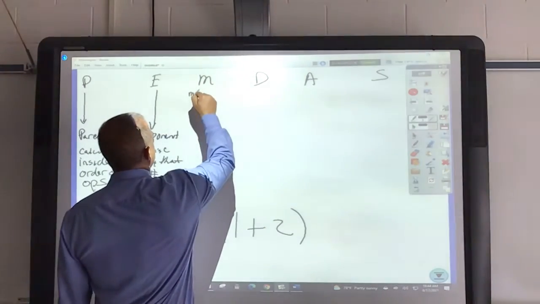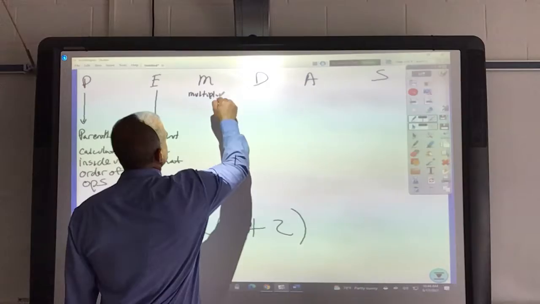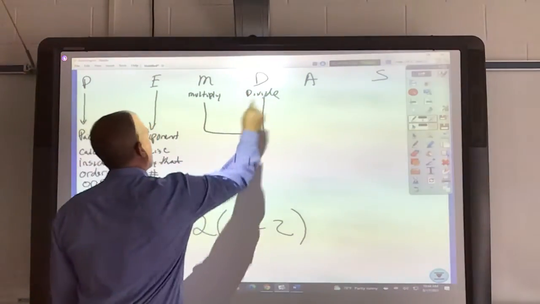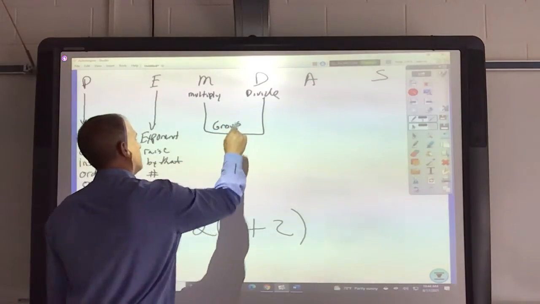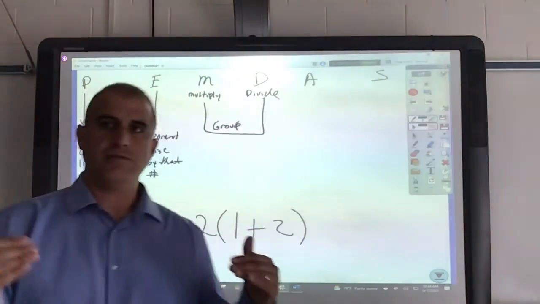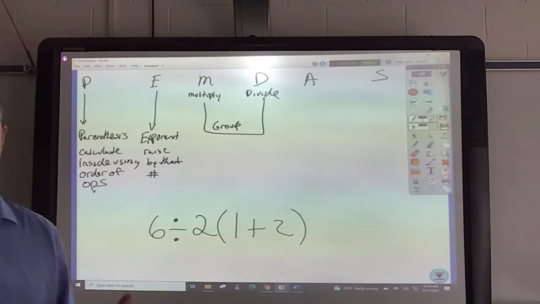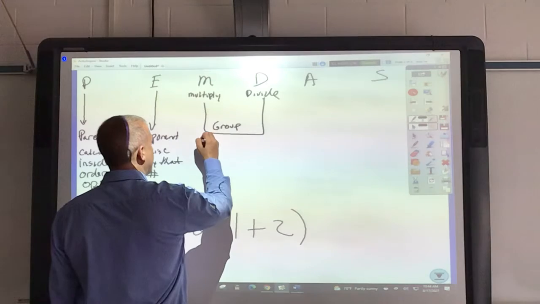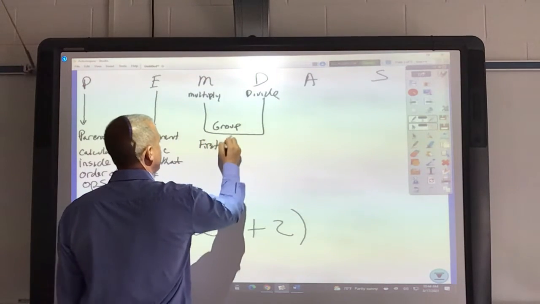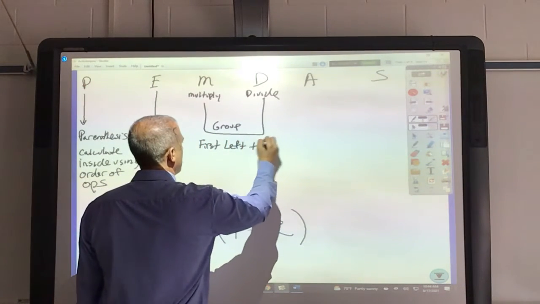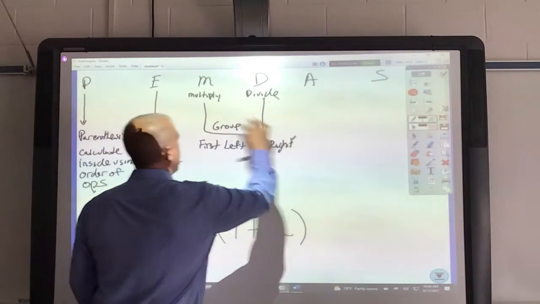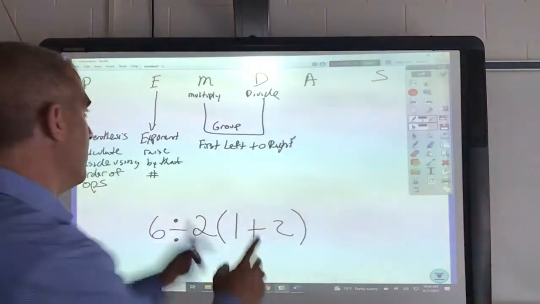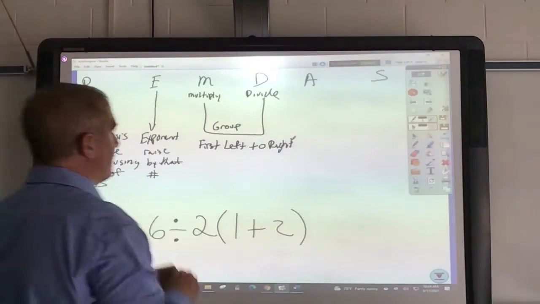Obviously this means multiply. Obviously this means divide. Now, these two are in a group. It's like they're on the same level. And what that means is, when they're within a group, you do the first left to right. So they're the top group, between the multiplication and the division. You do those first, left to right.